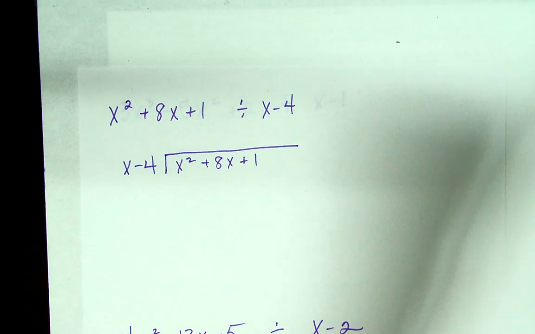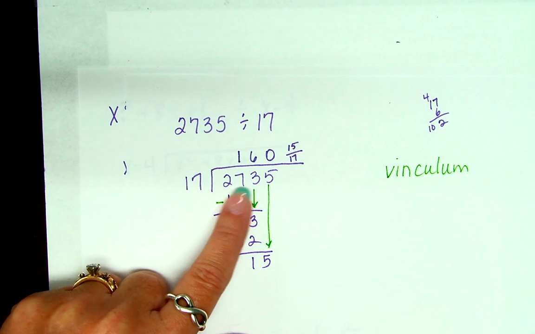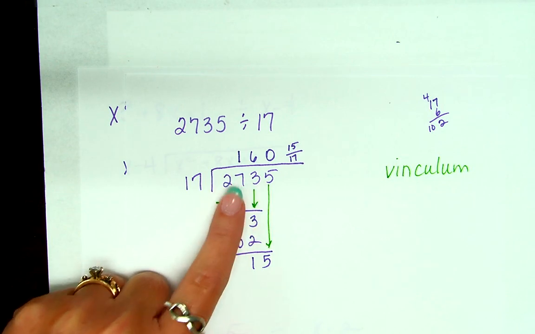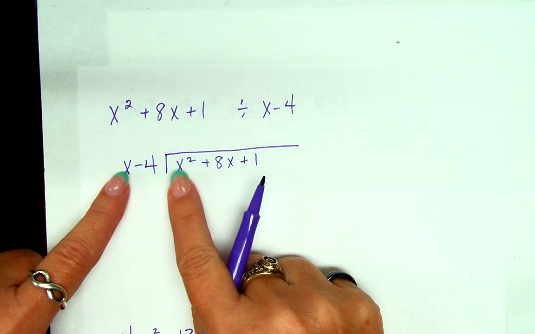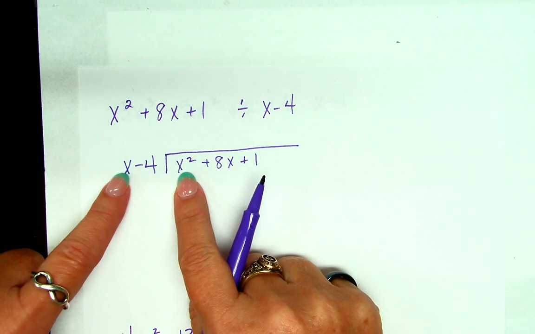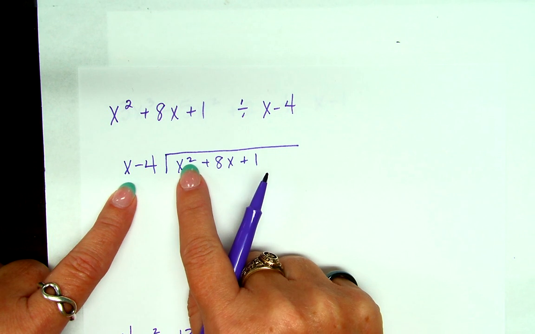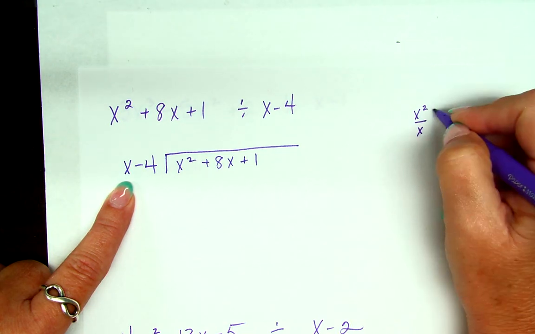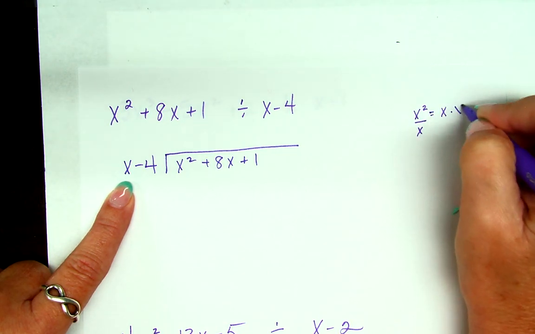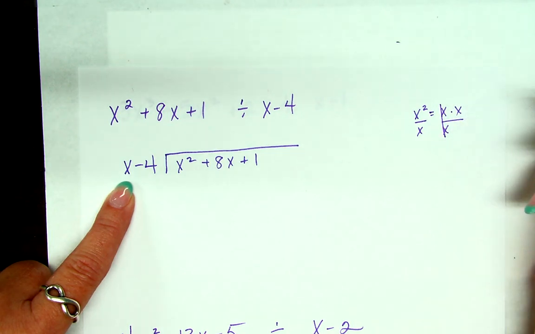Now, on this problem, I had to figure out how many times 17 went into 27. Well, 2 first and then 27, right? And mess with the whole number. I don't have to mess with the whole number here. I have to figure out what is x squared divided by x. How many times does x go into x squared? What's x squared divided by x? Remember, x squared is the same as x times x. So it's just x.